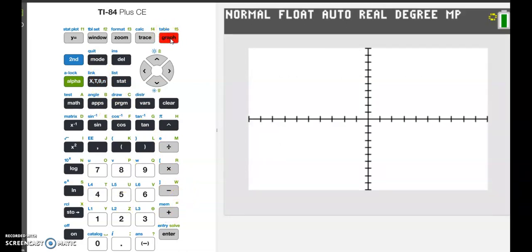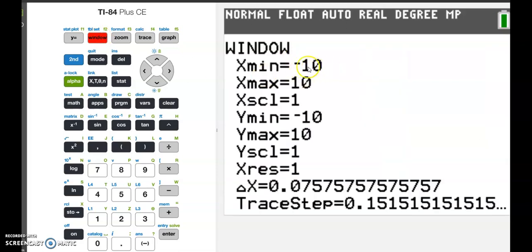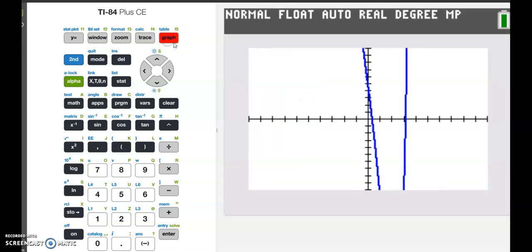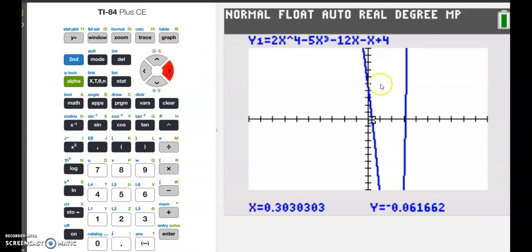All right, so I'm going to hit graph. It might not necessarily be in the right window, so you can click your window button and set what you want it to be. I have it at negative 10, 10, and the same for the y, negative 10, 10. And I can see OK. I'm going to click trace, and I'm going to see that this is not at a pretty point there.